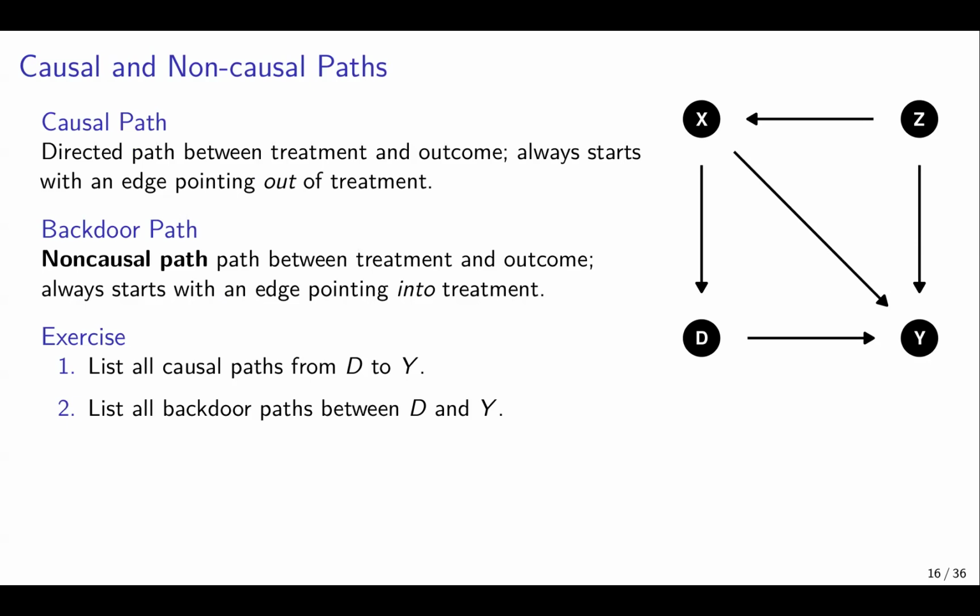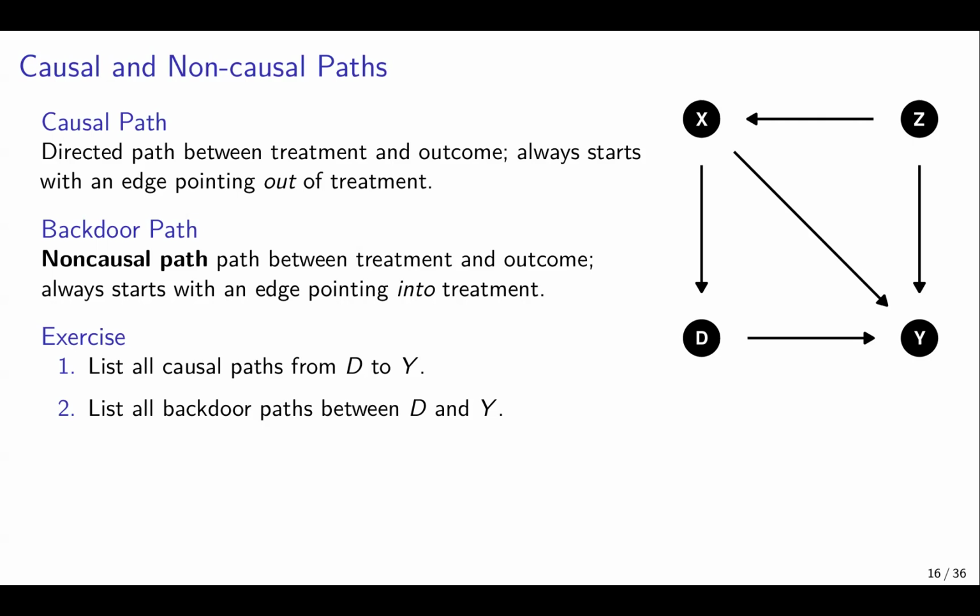All right, now we're going to need a little bit more terminology. So let's talk about causal paths and backdoor paths. A causal path is a directed path between treatment and outcome. It always begins with an edge pointing out of the treatment. So it always begins with an arrow pointing out of D.